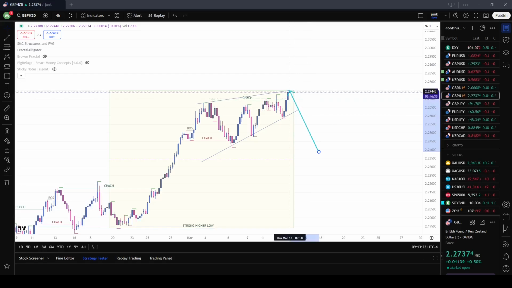So those are the two options. If it comes back in a discount, look for buying opportunities. If it breaks past the range, this will be the new higher low, and then I'll be waiting for any type of retracement in order to continue pushing prices higher.